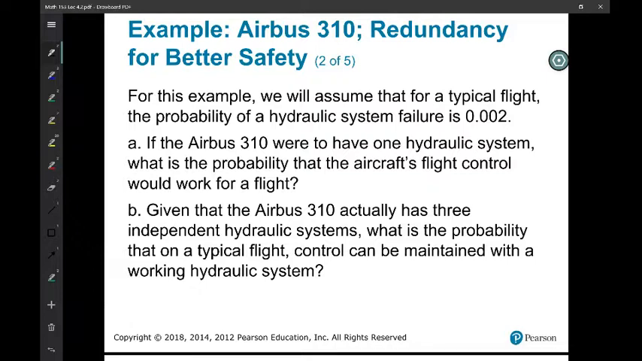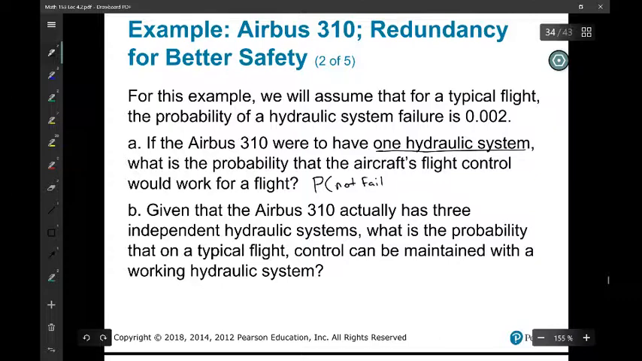Well, A is straightforward. If it was to have one hydraulic system, and we know the probability of failure is 0.02, what is the probability that the aircraft's flight control would work for a given flight? Well, working is the opposite of failure. So probability of not failing, that's the complement of failing.